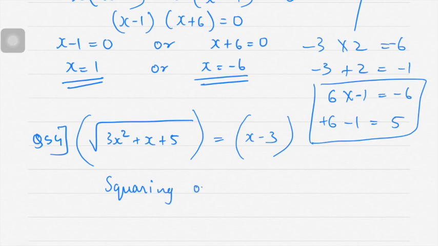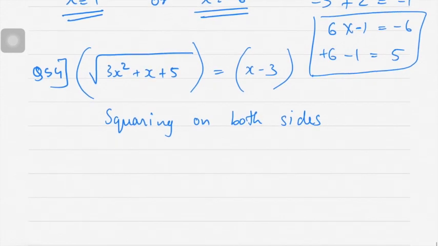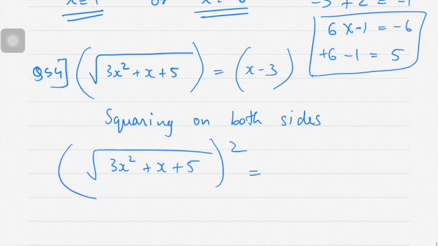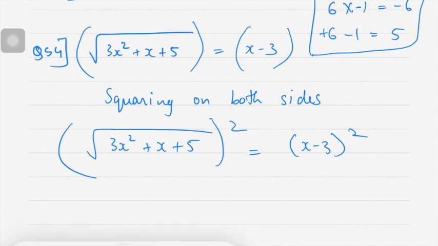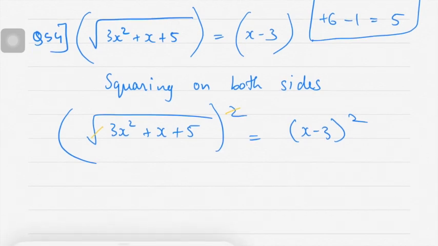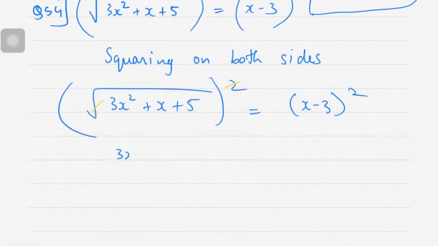What you will do? I want to remove the square root. Okay, so I'll do squaring on both the sides. Squaring on both sides. What will happen? 3x square plus x plus 5 is equal to x minus 3 the whole square. Okay. Square root and square you can cancel. Okay. So what is remaining?